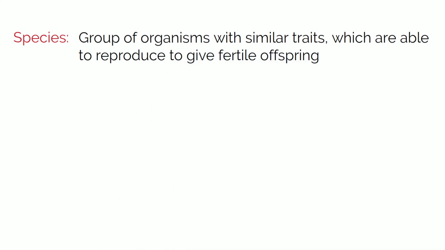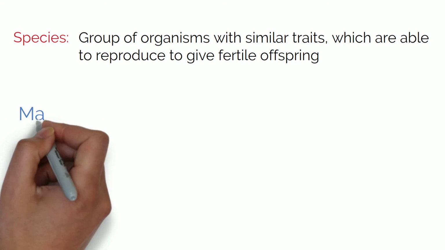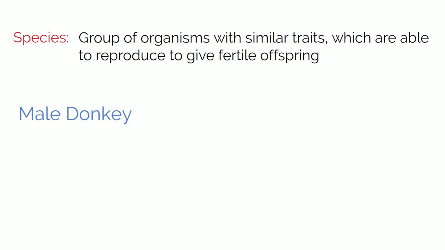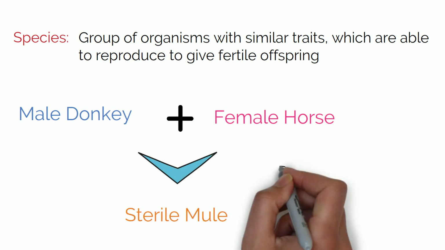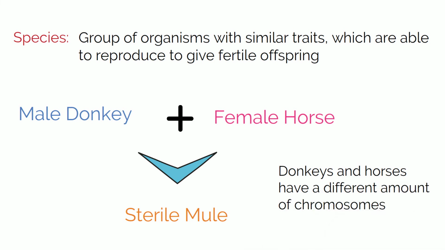This last point is important, and there is a very easy example of why this is one of the characteristics of species. A mule, for example, is the result of crossing a male donkey with a female horse. However, mules are sterile, so they can't have their own offspring, and this is because donkeys and horses have a different amount of chromosomes, as they are from two different species. So obviously, genetics plays a part in the classification of species.